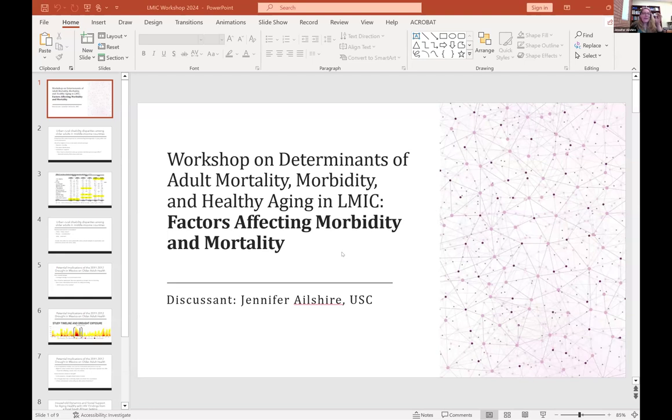Well, first, thanks again. This workshop on lower and middle income countries, I enjoy participating in every year. I think it's like the only place to get to see what's new in the world of population studies and lower and middle income contexts with respect to aging. So very happy to be here.